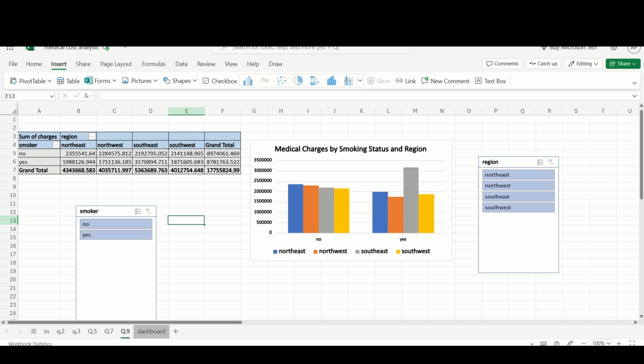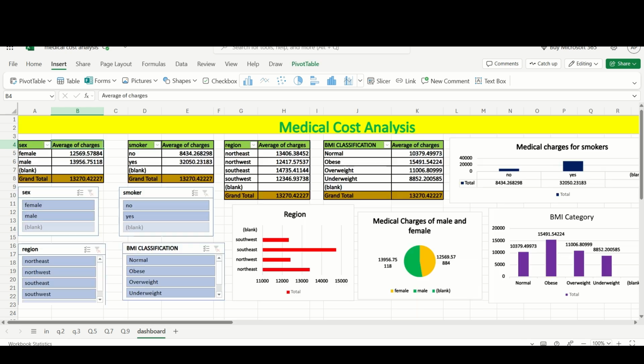Now, question 10. Here we have to develop a comprehensive dashboard that provides stakeholders with insight into medical cost, including filters for gender, smoking status, region, and BMI categories. So this is my dashboard, medical cost analysis. For this, I have used four pivot tables, these four slicers, and these are the pivot charts. So we will go one by one.